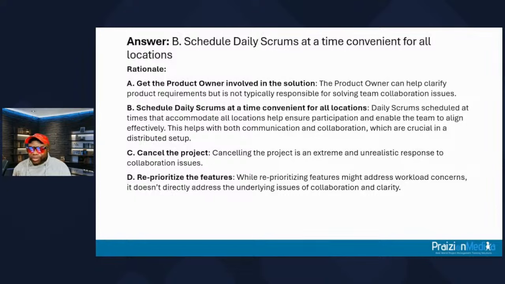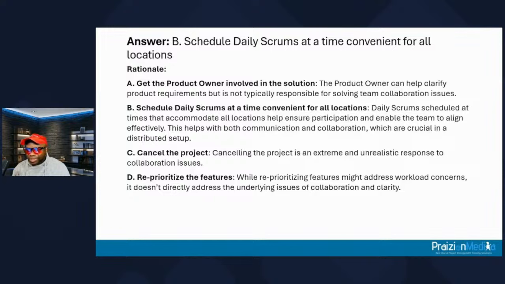So think about it. If we get the product owner involved in the solution, while it's not their wheelhouse, they can help clarify product requirements. And for that reason, you want to work on your role, your lane, which is solving team collaboration issues. Just remember that on the exam, you will get questions that test you as a leader. And as a leader, it's your job to deal with the collaboration issues, to get in front of conflict, to ensure team alignment, and things such as that. So the best answer, again, is B for that reason.